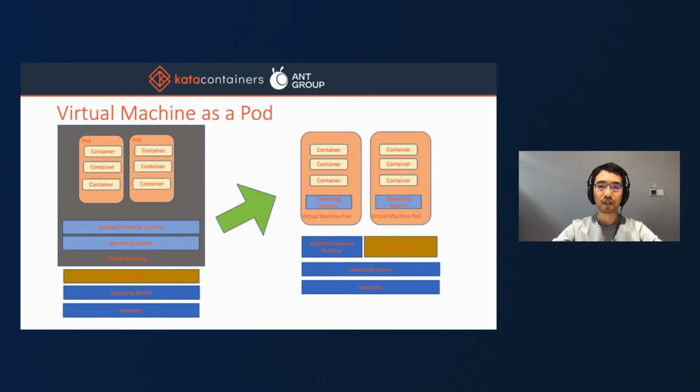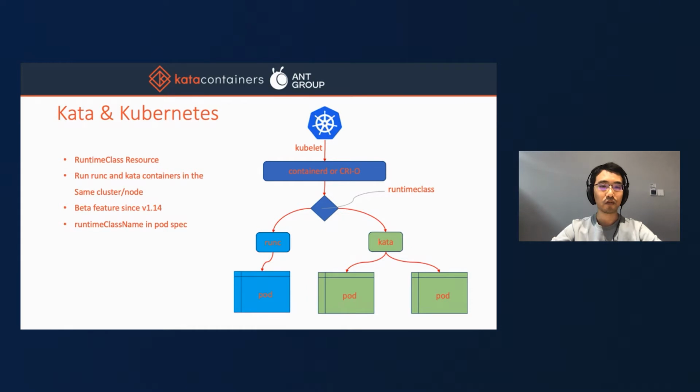So with this concept, we created the Kata Containers project, and we've been doing it together with the Kubernetes community. We have added several key features to Kubernetes. The first one is the runtime class resource. In a Kubernetes cluster, users can define different runtime classes. That is to say, we want to run a pod with a different runtime.